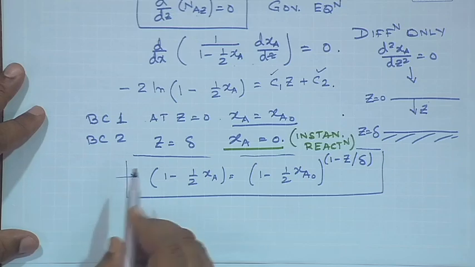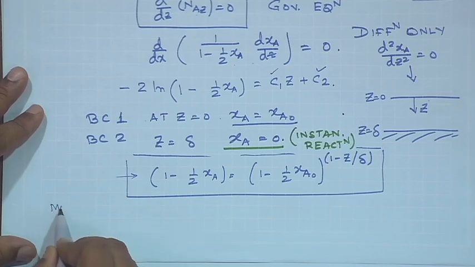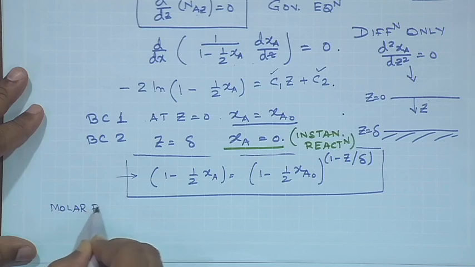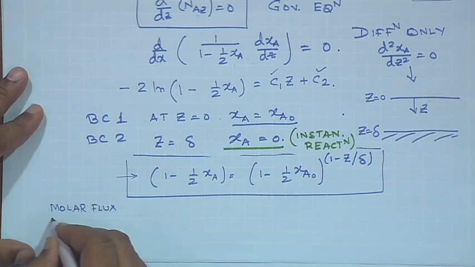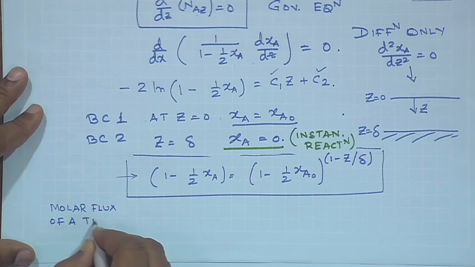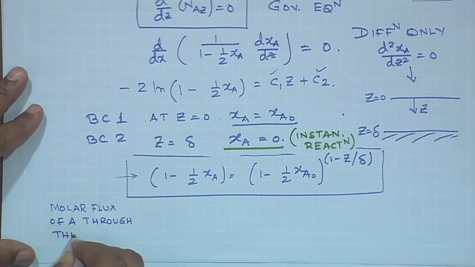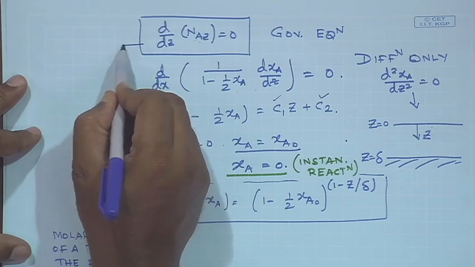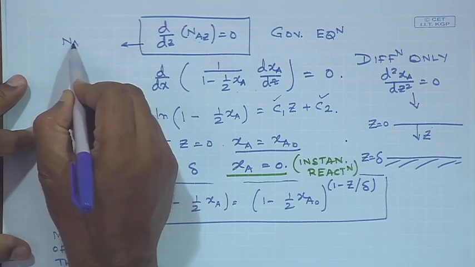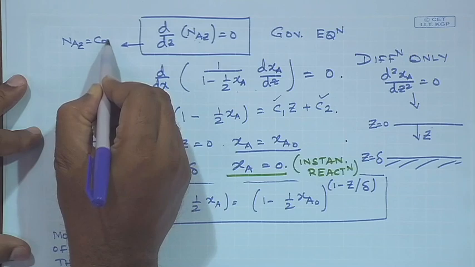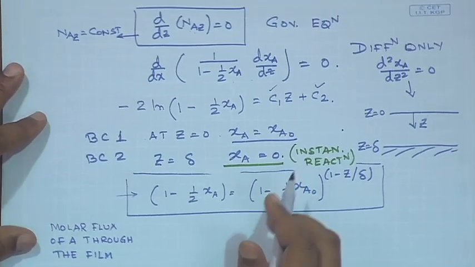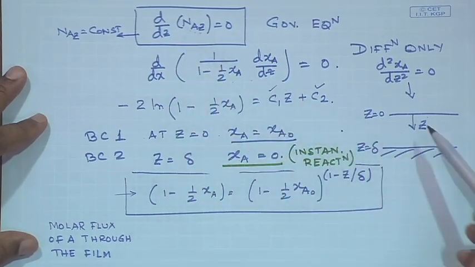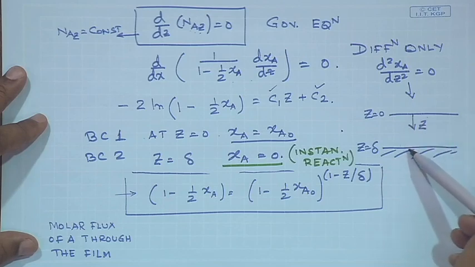This is fine, but we are probably more interested to know what is the molar flux of A through the film. So, the molar flux of A through the film, and we understand that NAz is constant. Since NAz is constant, you can evaluate NAz at z equals 0 or z equals delta, it does not matter, or any point in between.